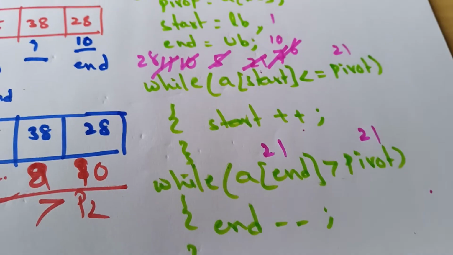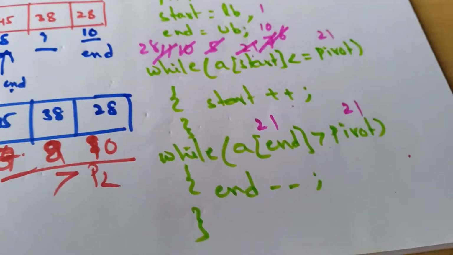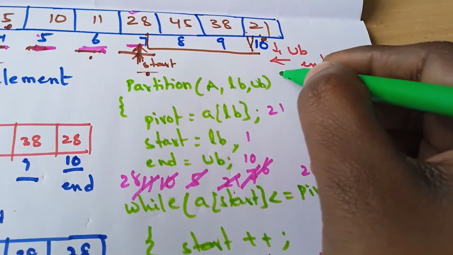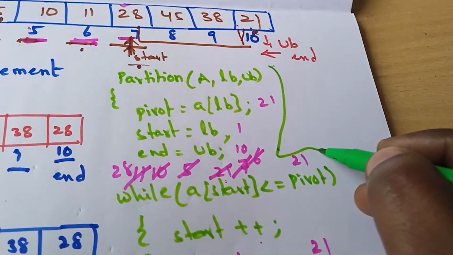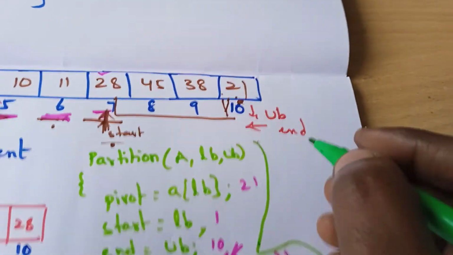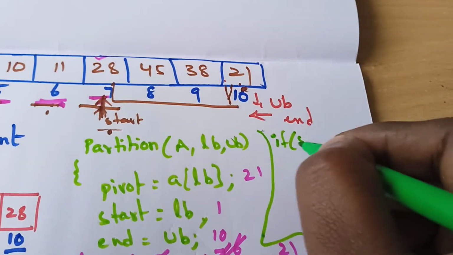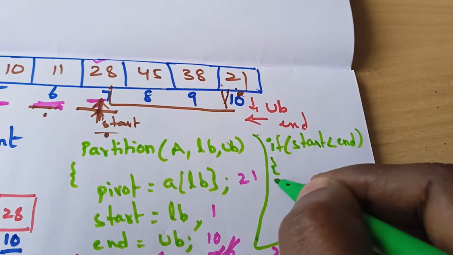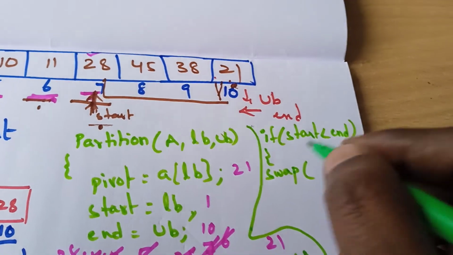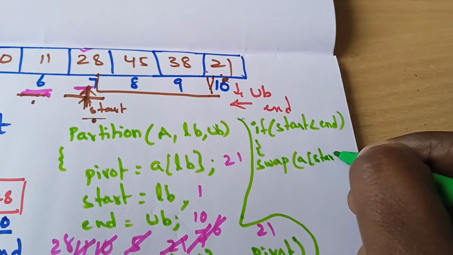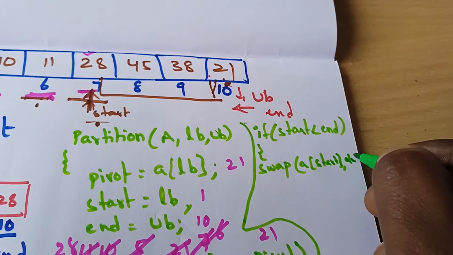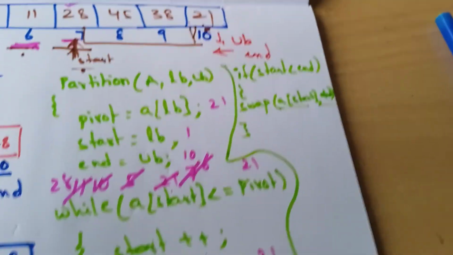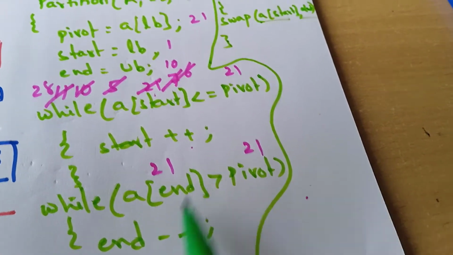We will be checking the condition: if start less than end, then swap. What will swap? A of start comma a of end. We'll swap a of start and a of end. Right. Now when this condition fails, we'll come to this.